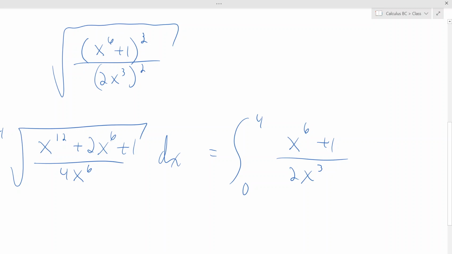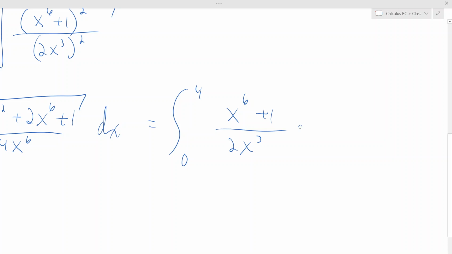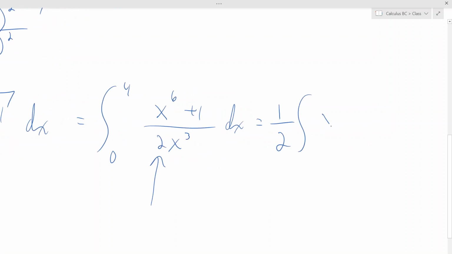Okay. And then we've got to simplify this a little more. This is super fun. We can bring the 1/2 out front. Remember that? That 2 right here is all multiplication. Just drop it out front. x to the 6th over x cubed is x cubed. 1 over x cubed is x to the negative 3rd, dx.